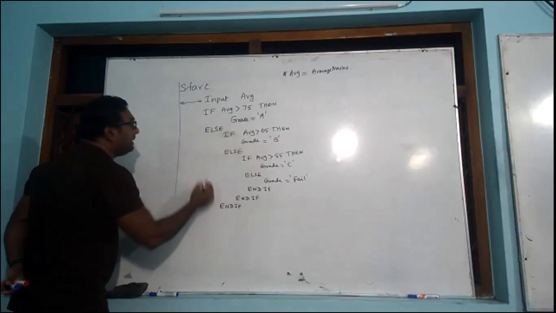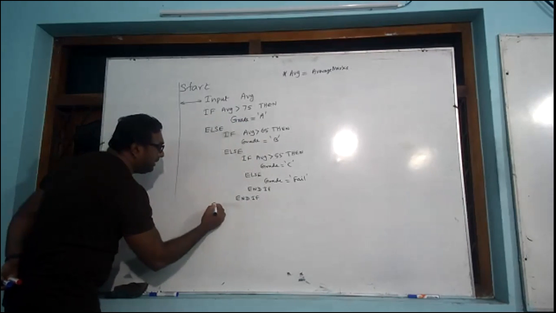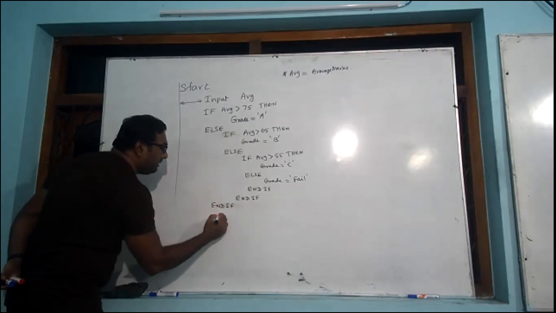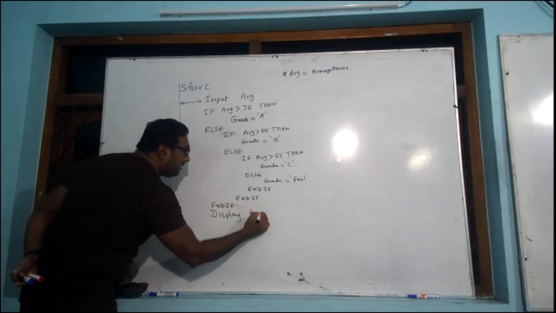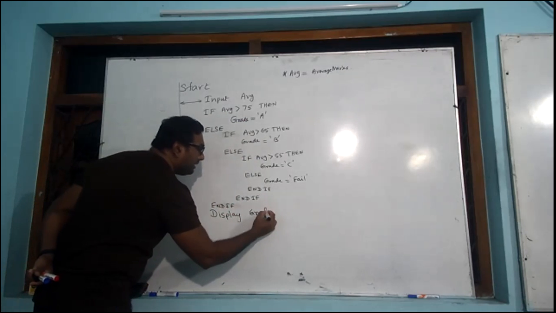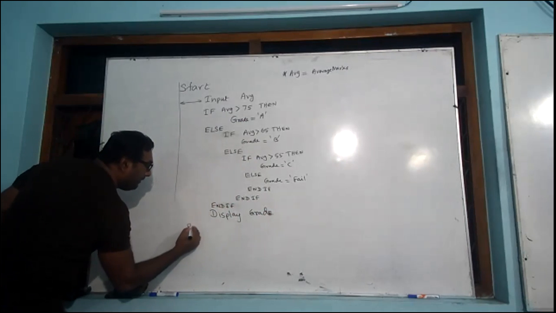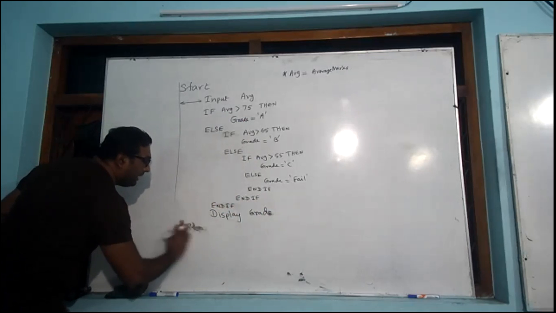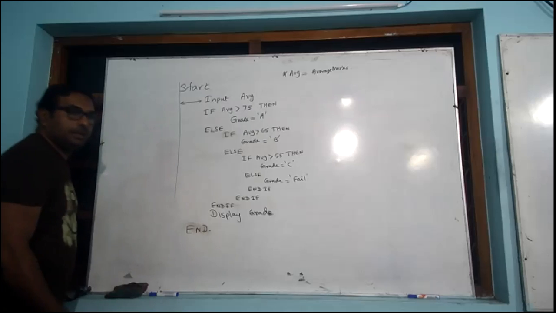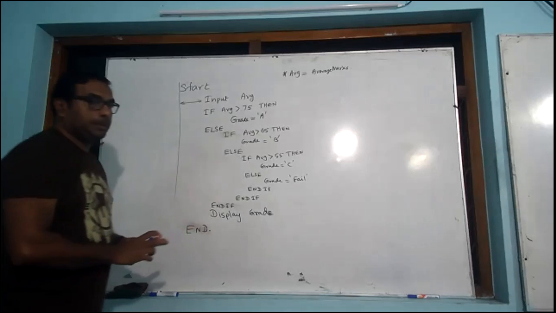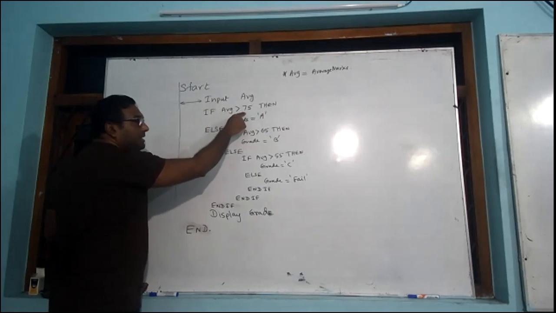Now what we have to do in this question? Here, end if, then you have to display the grade. So here you are displaying the grade. Then after that the program finishes, you are stopping. I have asked you to put end and put the full stop. Look what I have done. I have input the average. Then I have checked whether the average is greater than 75.